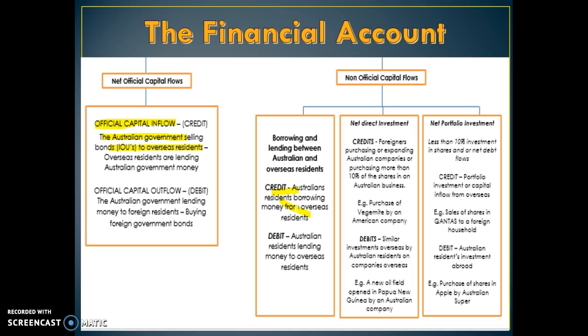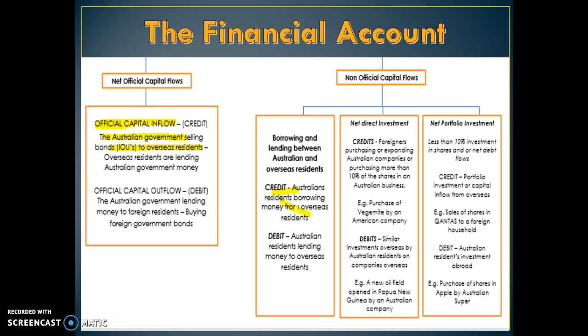Then you've got your direct and portfolio investment. Direct investment involves, again, foreigners purchasing more than 10% of the shares or a controlling stake in a business, which gives them some control. So if Japan takes over Vegemite, or if a foreign company comes and sets up a business in Australia, that's all direct investment, and that's a credit. If Australians were to invest overseas or set up companies overseas, they are all debits in that account. So, for example, if BHP set up a new oil field in Papua New Guinea, that would be a debit because we are giving them money essentially at that point in time.